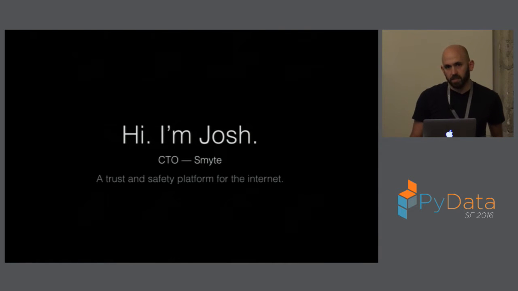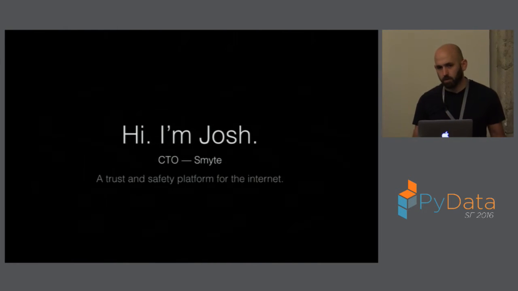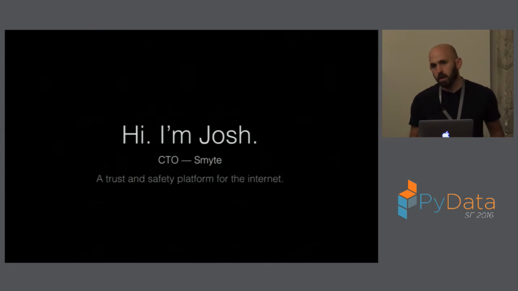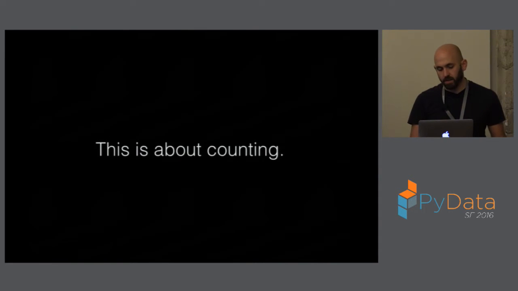Right now, I'm the CTO at Smyte, which is a trust and safety platform for the internet. Essentially, it's an anti-spam, anti-fraud system. Websites send us everything that's going on. We try to identify bad actors, figure out as much as we can out of the little information we have, combining counting, machine learning, and any kind of data streams we can get. This talk is really about the counting that we do.